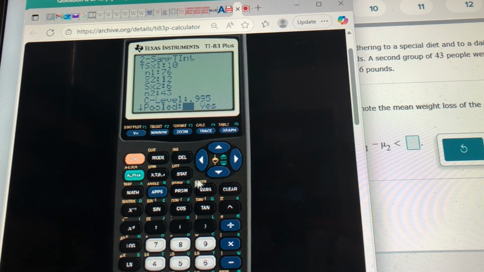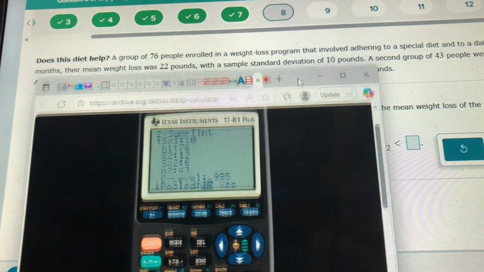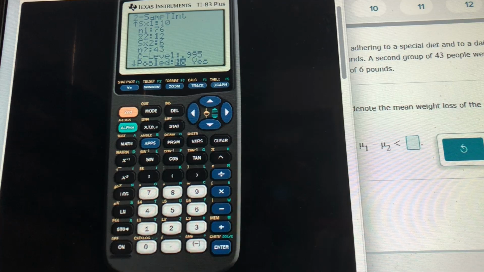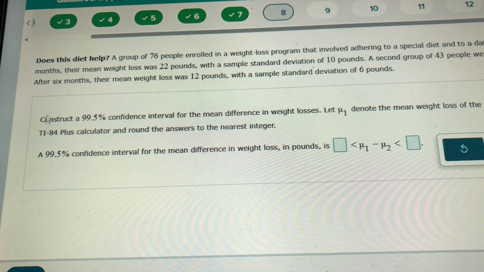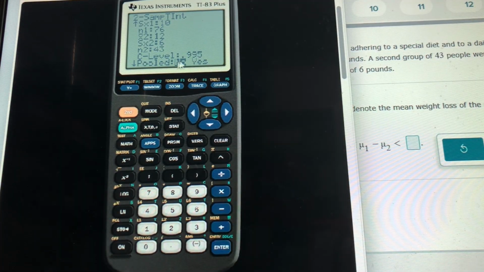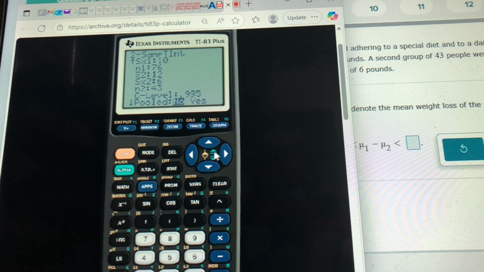This is the same thing as before. Unless they tell me that I can assume the variances are equal, I'm going to assume that it's no. And I don't see it saying that anywhere. So if it doesn't mention it, then you just assume no. You can only say yes if they say assume the variances are equal, and they're not even mentioning it here at all. So I'm going to keep it on no for pooled. And calculate.